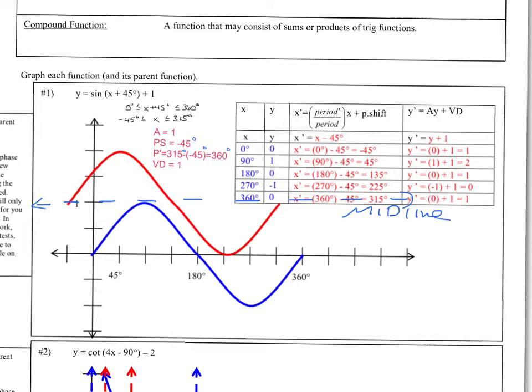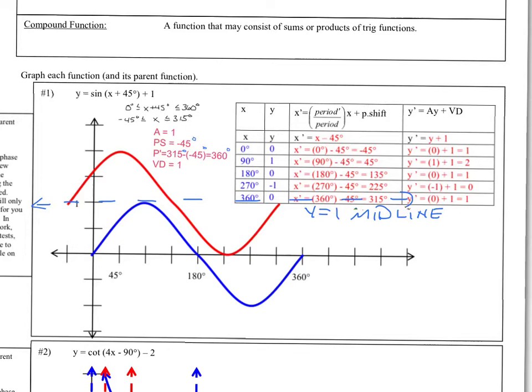That midline, and I spelled midline like I was in kindergarten. That's the line y equals 1 in this case, because it translated up 1. If you draw that midline first, it's going to be easier to put this graph on. So we can see the parent graph and the graph of y equals sine of x plus 45 degrees plus 1.